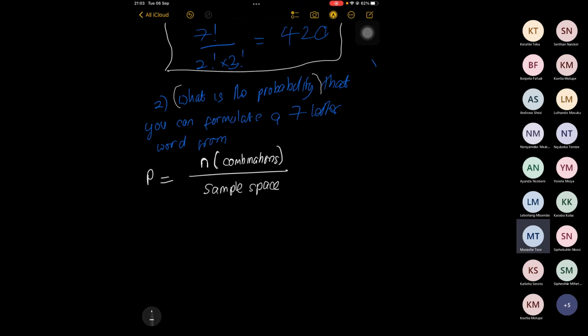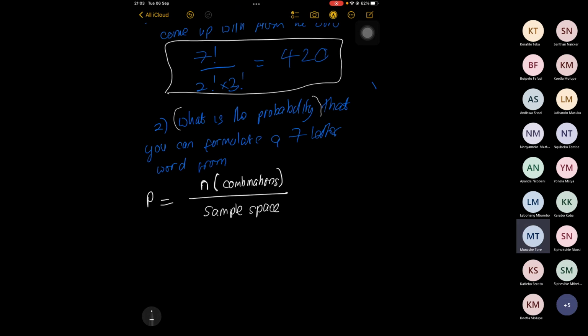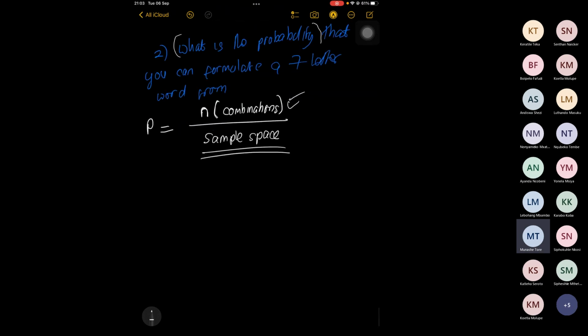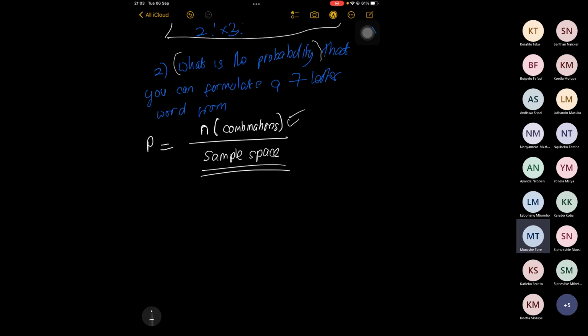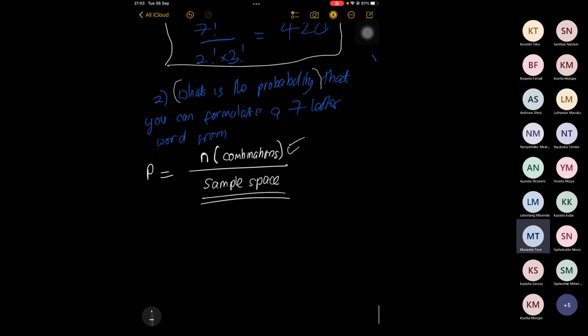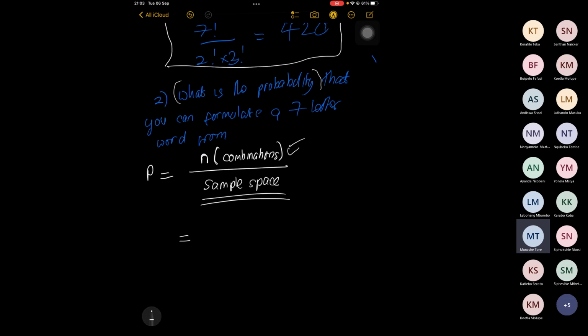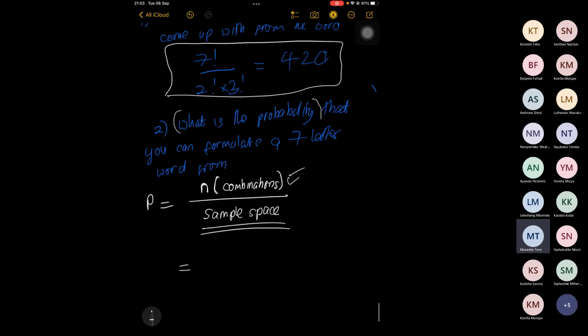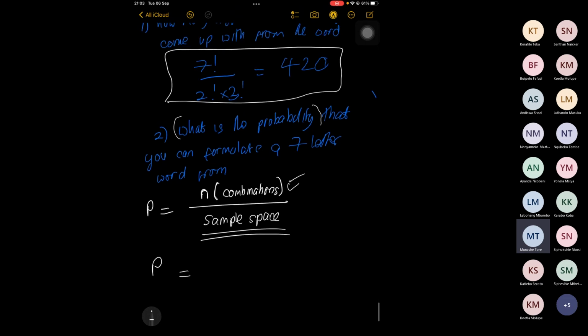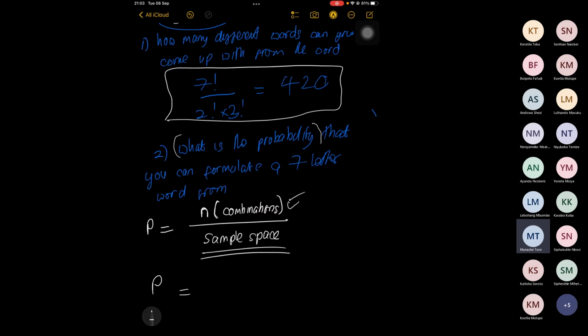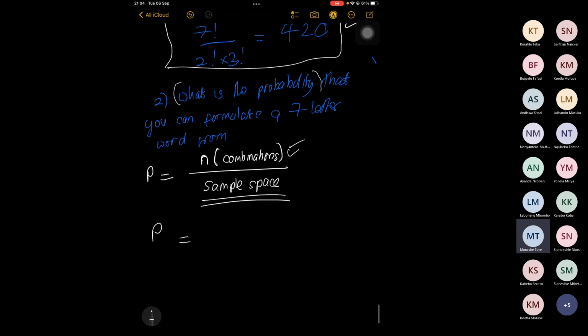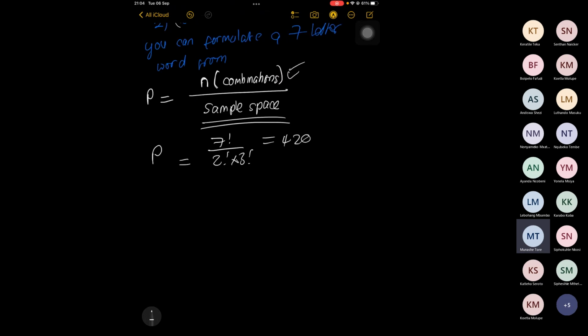Keep this in mind. Whatever it is that you are used to now, it's just going to apply for the numerator, isn't it? But for the denominator, it has to be the sample space that you have to figure out on your own. But in most cases, it's actually easy. Because for this question 2, they're asking of the probability of formulating a 7-letter word. So the probability is equal to the number of combinations. How do you calculate the number of combinations? It's what we've been doing since, which is just 7 factorial over 2 factorial times 3 factorial, which gives you 420.